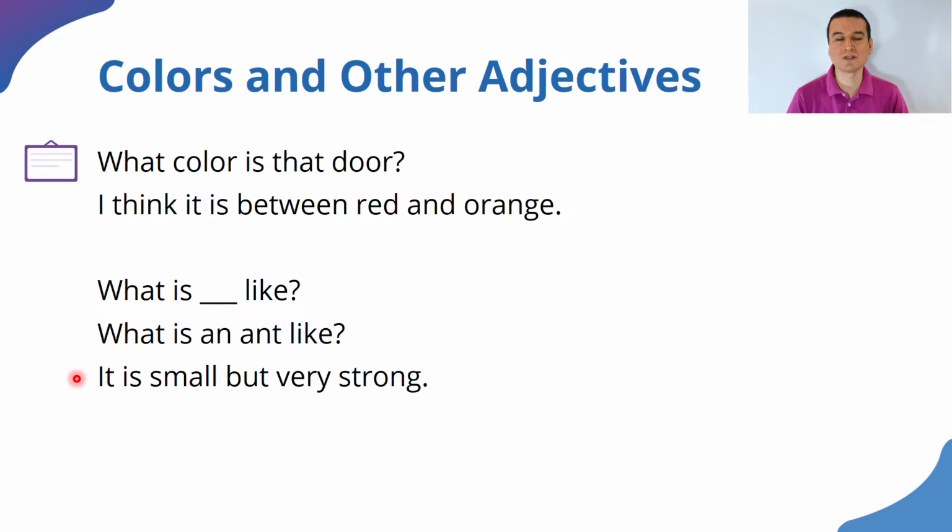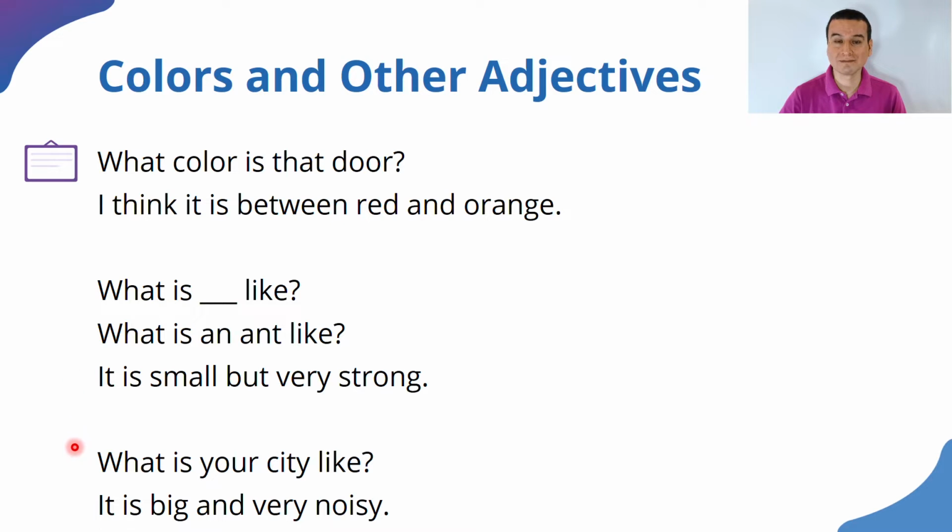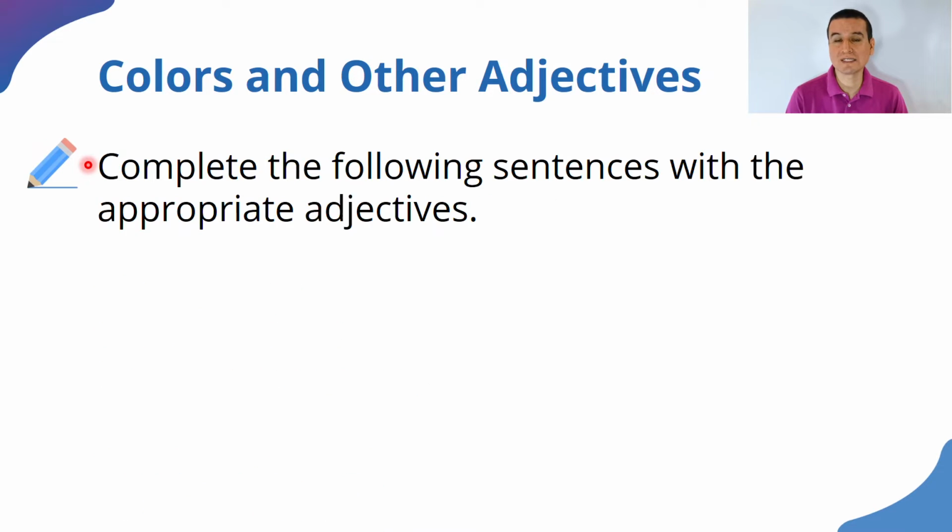That is the difference between what like and how. How is asking about how somebody feels. And what like is asking for the description, the characteristics. We could ask, for example, what is your city like? Right? It is big and very noisy, right? Those are adjectives or characteristics to answer that question. Good. Now, to practice with these adjectives, I have two activities for you.